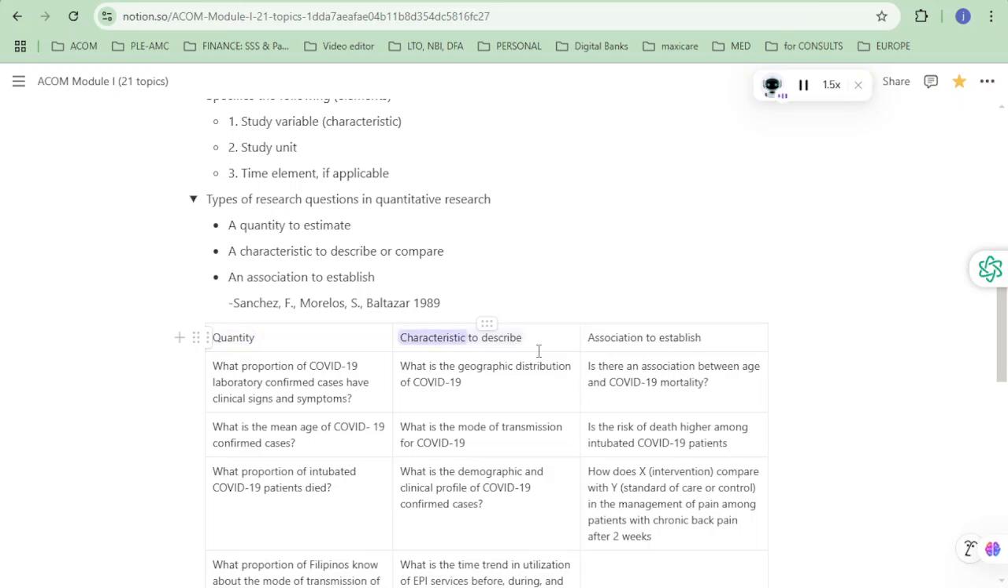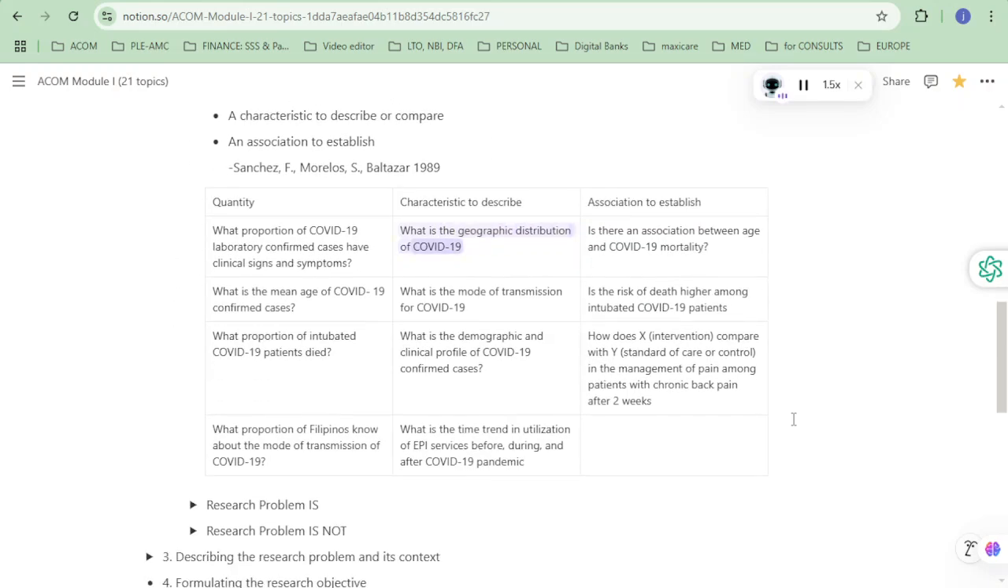Quantity. Characteristic to describe. Association to establish. What proportion of COVID-19 laboratory-confirmed cases have clinical signs and symptoms? What is the geographic distribution of COVID-19? Is there an association between age and COVID-19 mortality? What is the mean age of COVID-19 confirmed cases? What is the mode of transmission for COVID-19? Is the risk of death higher among intubated COVID-19 patients? What proportion of intubated COVID-19 patients died? What is the demographic and clinical profile of COVID-19 confirmed cases?